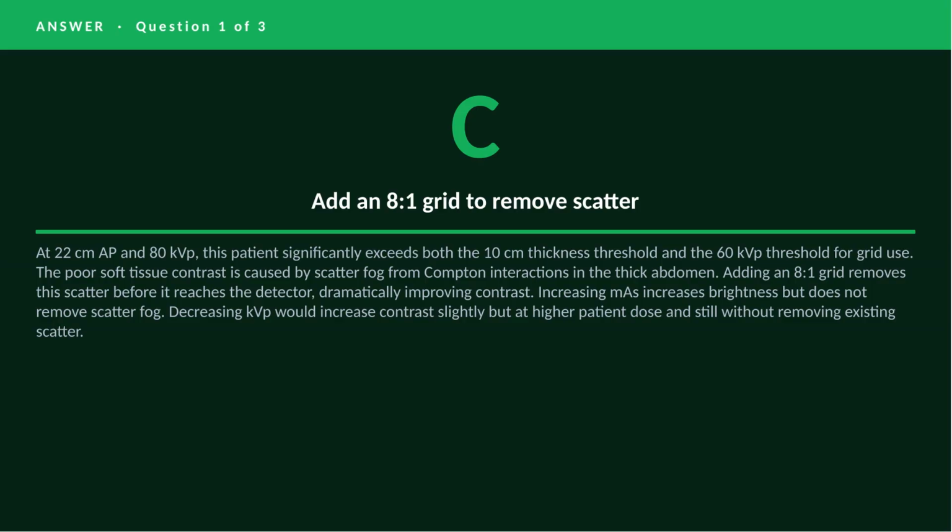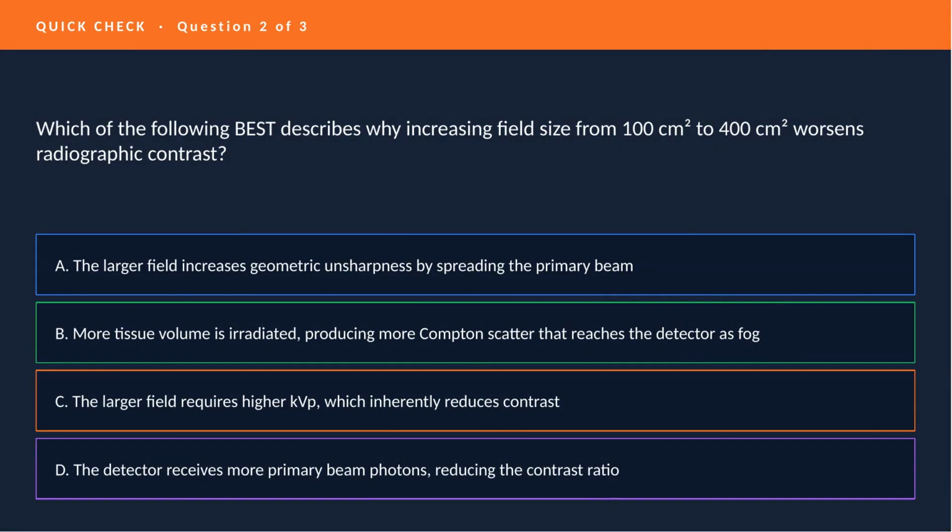Increasing mAs makes the image brighter but does nothing to the fog. It does not remove scatter. And changing SID does not address the scatter problem. The grid is the correct tool.